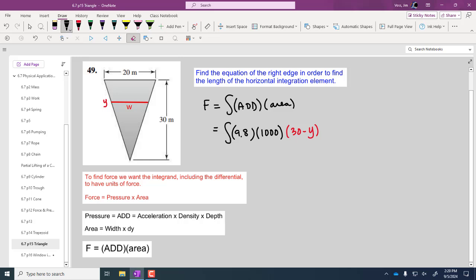And then area. Once again, we don't mean the area of the triangle. We mean the area of this very little thin rectangle right across there. That's what we're trying to find, the area of that rectangle. The height of that rectangle is just dy. So all we have to do is figure out what w is.